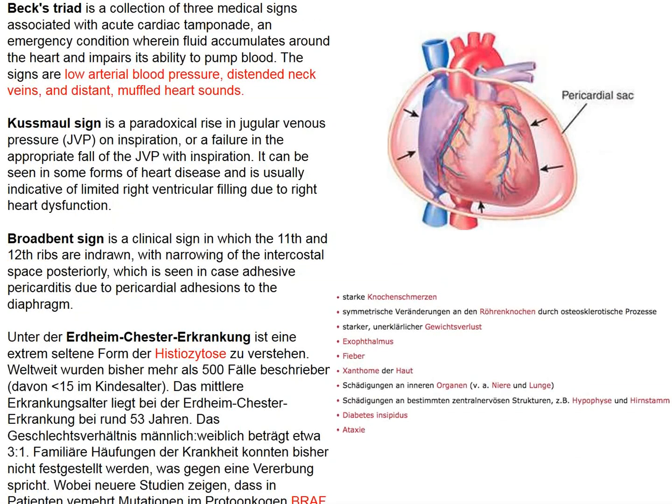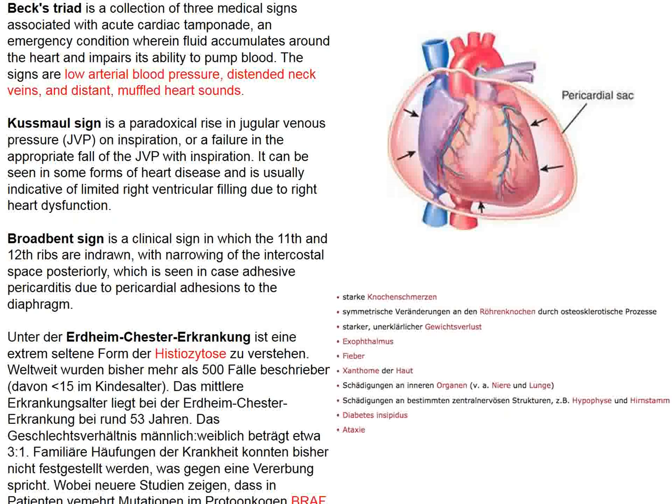So Beck's triad: low arterial blood pressure, distended neck veins, muffled heart sounds. No brainer, easy. Kussmaul's sign is actually seen more with constrictive pericarditis. This means that the neck veins get distended when the people breathe in instead of collapsing. Broadbent's sign is also similar. This involves the 11th and 12th ribs, which are indrawn with this sign, which means that you have to take the people's clothes off in order to make the diagnosis.